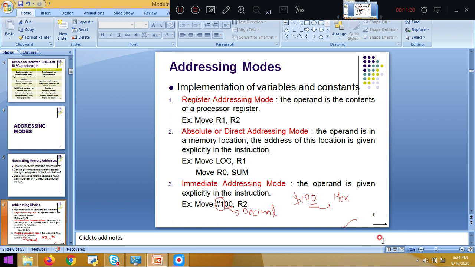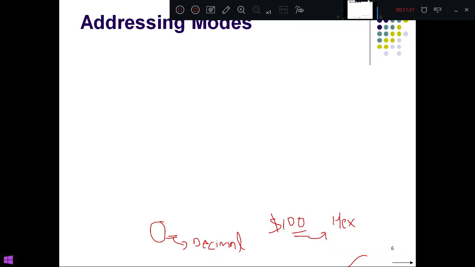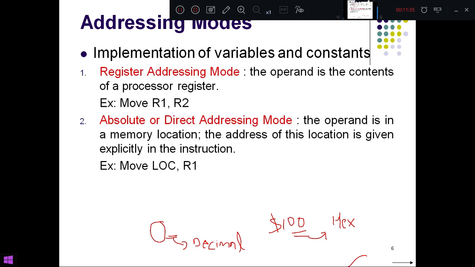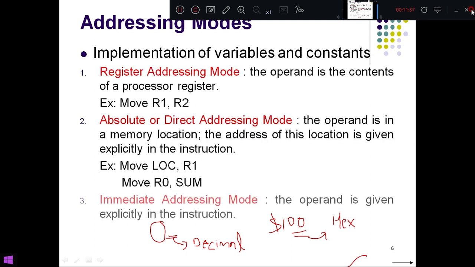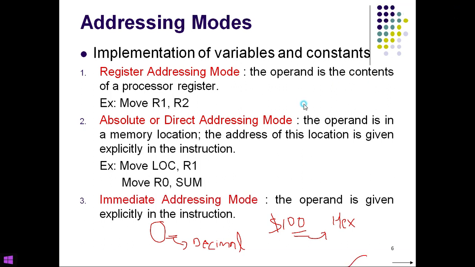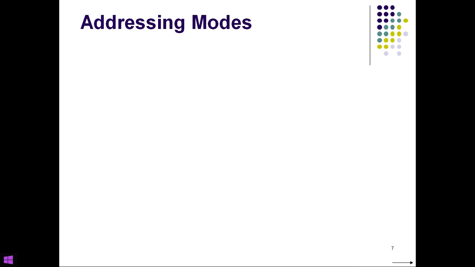So the next very important thing we will be seeing, we'll move to the next slide. So the next very important thing we have is, once again, this is clear, I guess. Your register, absolute and immediate. So the next thing we have is your indirect addressing mode.